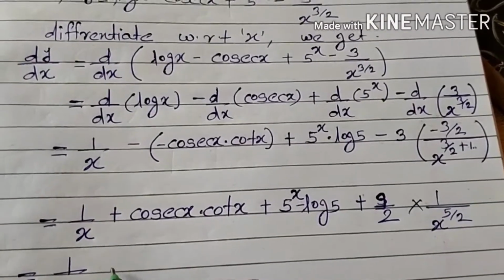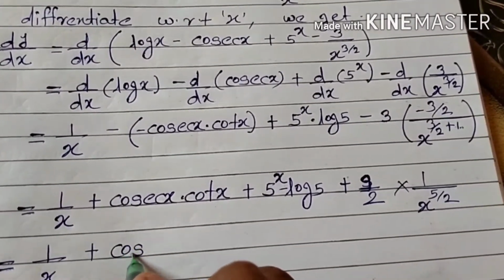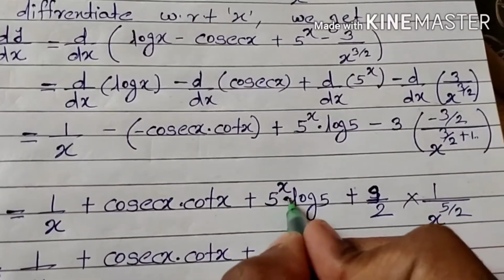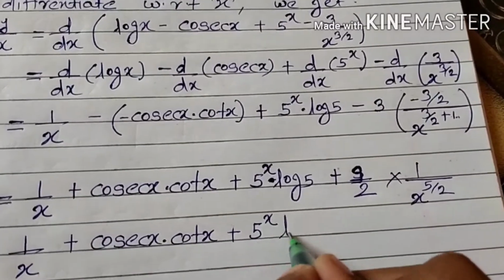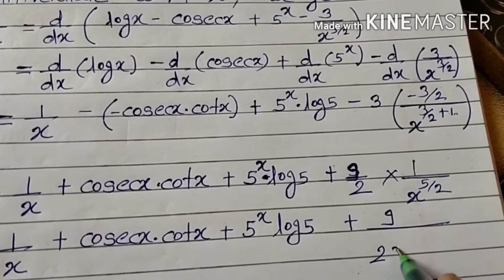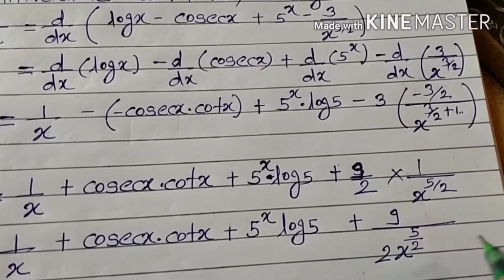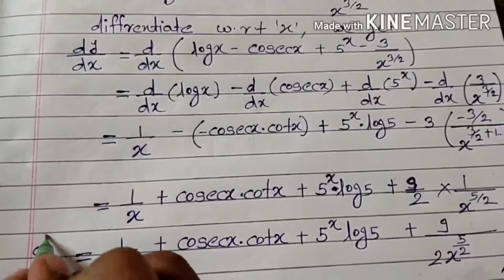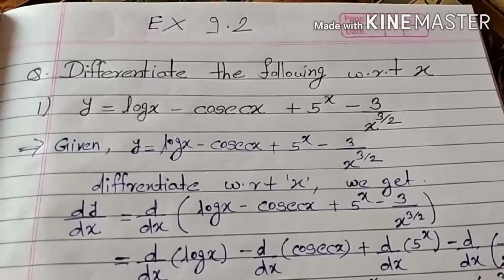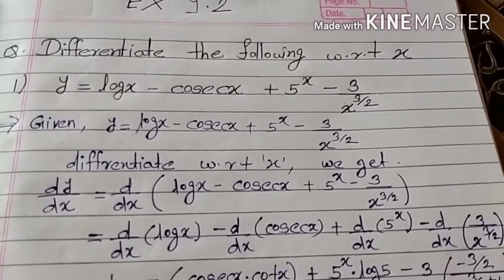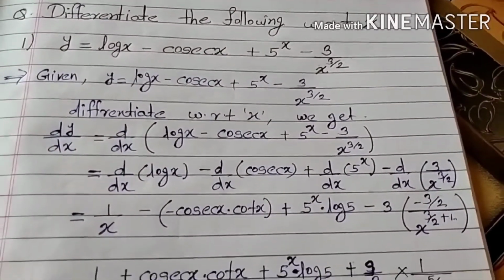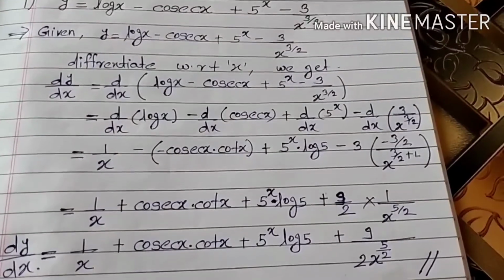again, 1 upon x plus cosec x into cot x plus, this is multiplication, 5 raised to x into log 5 and plus 9 upon 2x raised to 5 upon 2. So this is our answer, or this is derivative of y. Observe the example. It is very easy. By using this standard function and rules of differentiation, here we solve this example.